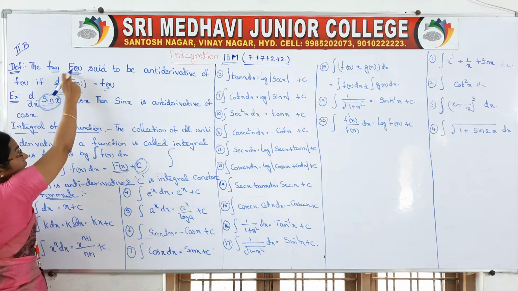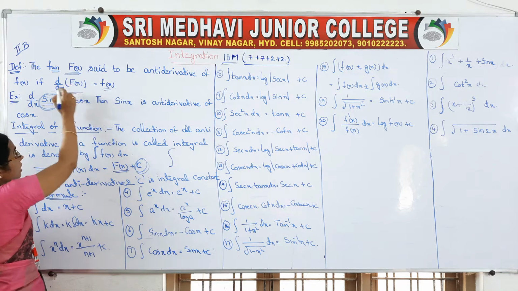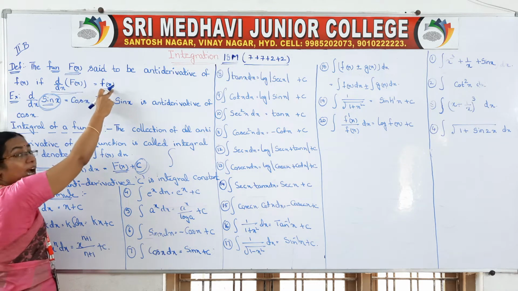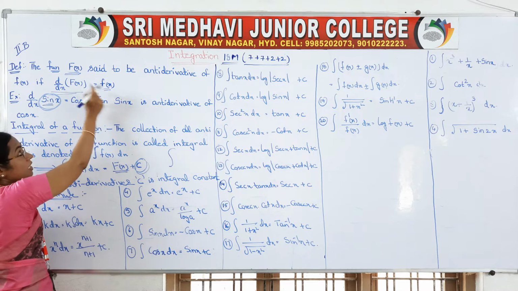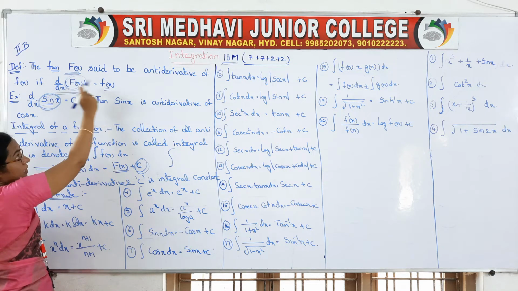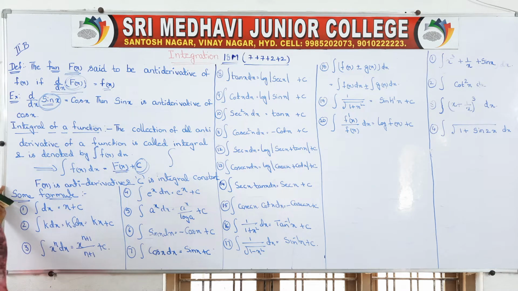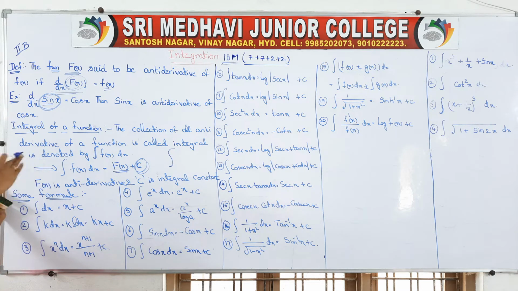Here I have taken capital F of x. This function is said to be antiderivative of this function if d by dx of this function is equal to the other function. If the derivative of this function is equal to this function, then this is said to be antiderivative of this function. So antiderivative, I said integration is a reverse, anti of differentiation, isn't it? Integration is the reverse process of differentiation. That's why we are saying antiderivative here.